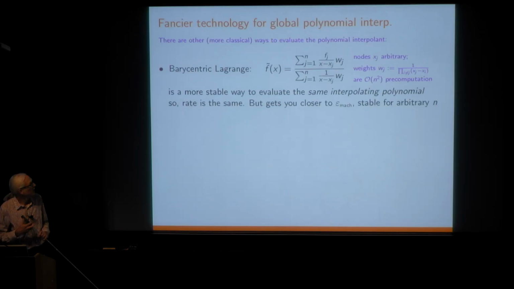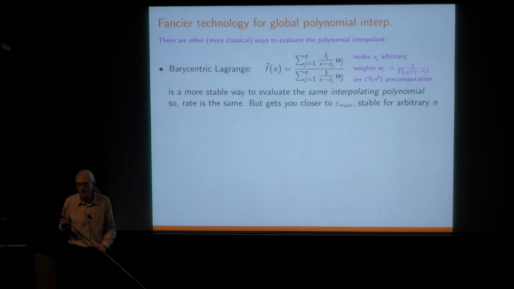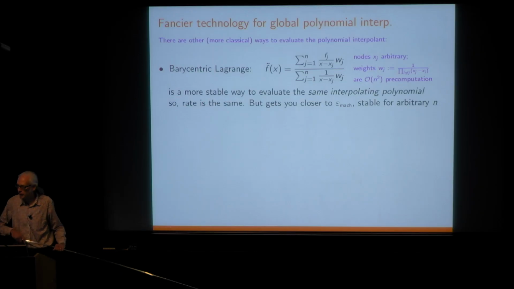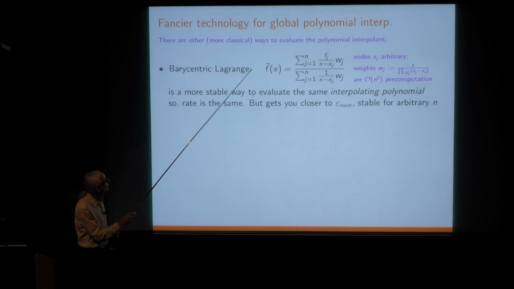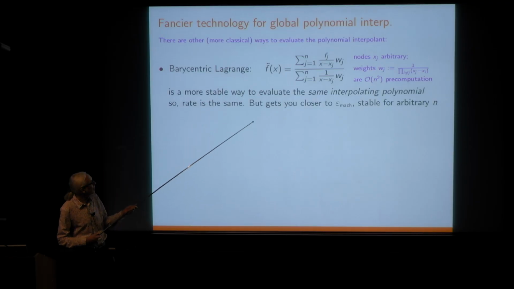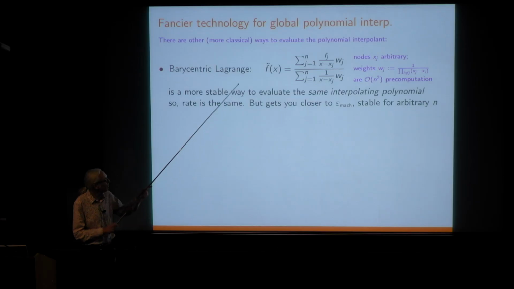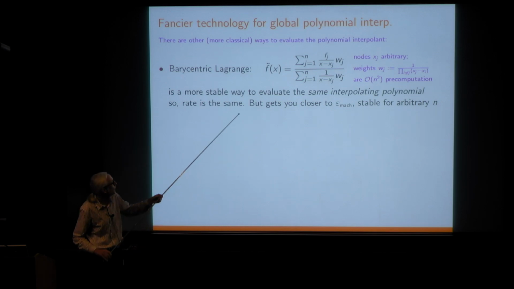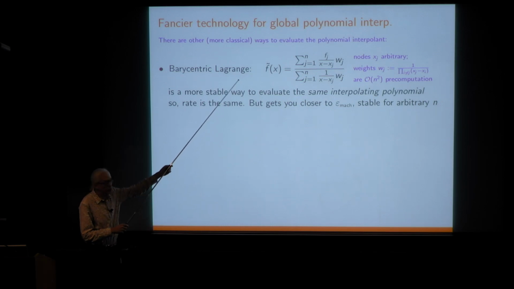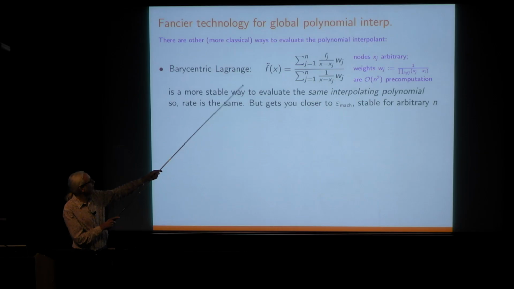OK. So this has all been pretty basic technology, evaluating the monomial. And it will only get you so far. In fact, you won't find it, as I said, among the classical things, although I don't know what the word classical means. This was really a hot topic about 20 years ago when Barnett and Trefethen wrote a nice paper explaining that the right way to do polynomial interpolation is with what's called the barycentric Lagrange formula.